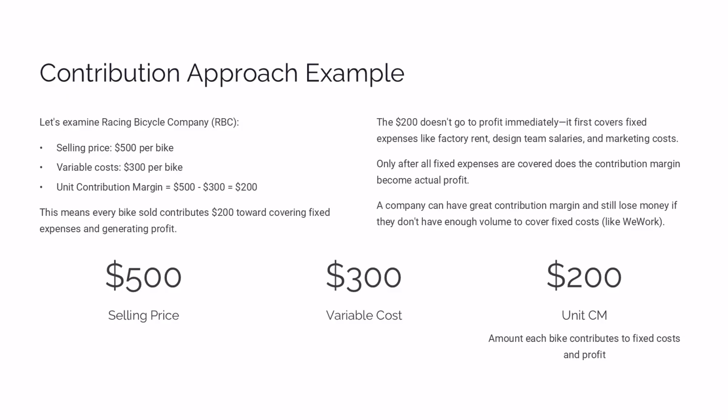Think about it like this. When you and your 3 roommates split a $2,000 apartment, each person's $500 contribution has to first cover the fixed rent before any money is left over for other things.